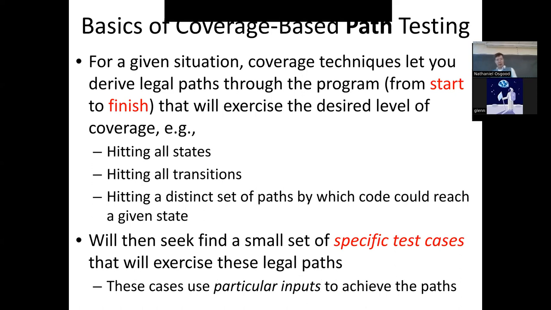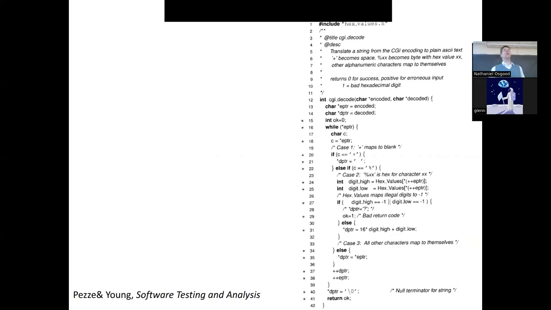Okay, so when we have this sort of testing, we're going to derive legal paths from the program from start to finish that will hit the set of all things you want to hit. Maybe it's states, maybe it's transitions, maybe it's paths. And then we're going to find specific test cases that will exercise the paths that make it go in those directions. So let's look at some examples.